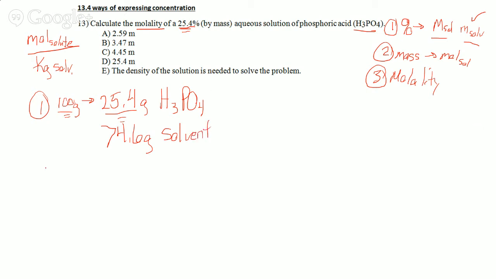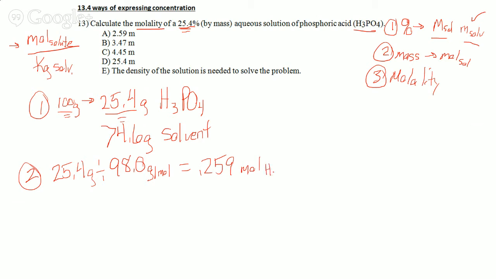All right, so now the second step, well, if we're doing molality and we want moles of solute, well, we got to convert the grams of solute into moles. So we do that by dividing by its GFM. So divide by 98.0, which should be the GFM for H3PO4, and we get 0.259 moles of H3PO4.